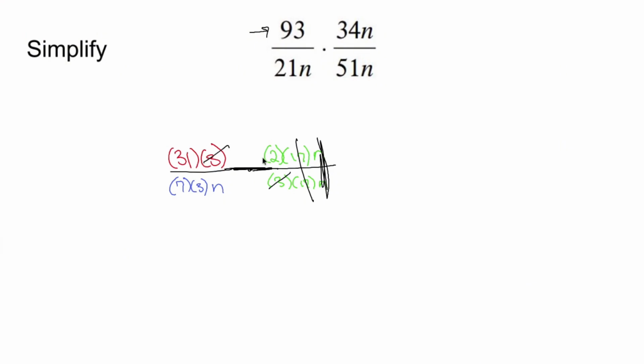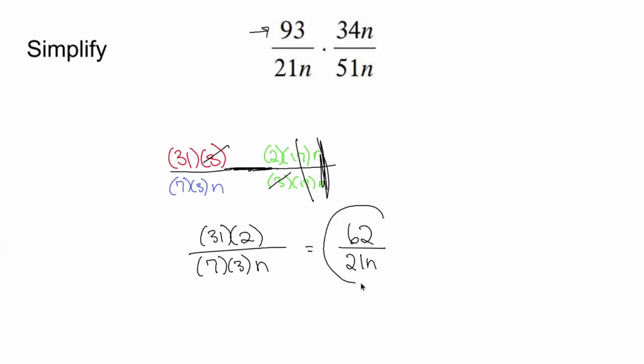So what that leaves us with upstairs is 31 times 2. And what that leaves us with downstairs is 7 times 3 times n. So at the end of the day, we get 31 times 2, which is 62, over 7 times 3, which is 21, n, which comes along for the ride. Interesting. Very interesting.